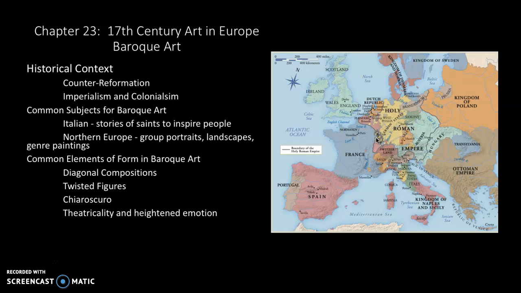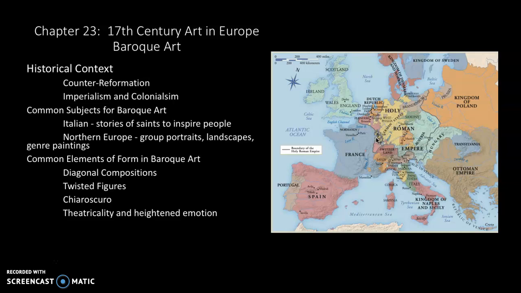So, in terms of the subject matter for paintings, in the Italian-led Counter-Reformation, and of course, this is the era of imperialism and colonialism, so it's not just about the Counter-Reformation at home in Europe, but it's also about spreading the message of the Catholic Church to new parts of the world. And we'll see stories of saints and holy people that are meant to inspire and meant to build an emotional connection to these figures to look up to.